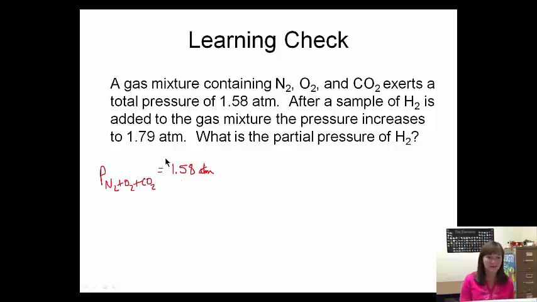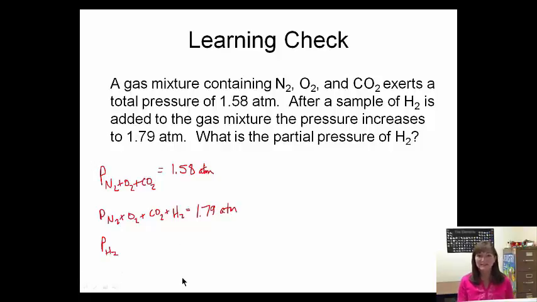So now we have nitrogen, oxygen, carbon dioxide, and hydrogen. And it tells us that after we add the hydrogen, the pressure goes up to 1.79 ATM. And the question is, what is just the partial pressure of the hydrogen?